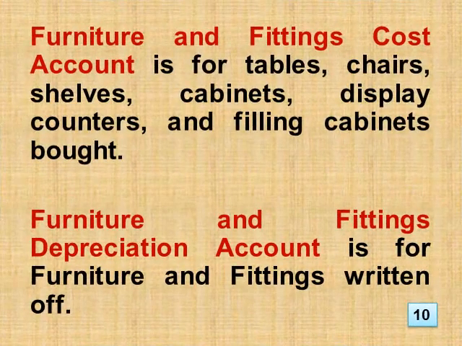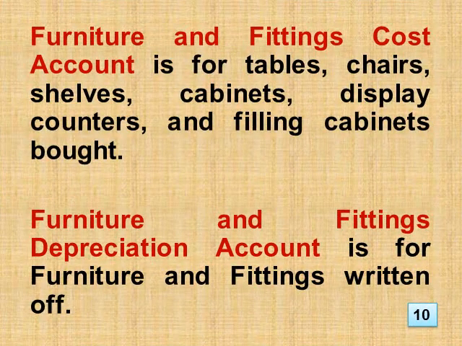Furniture and fittings cost account is for tables, chairs, shelves, cabinets, display counters, and filing cabinets bought. Furniture and fittings depreciation account is for furniture and fittings written off.